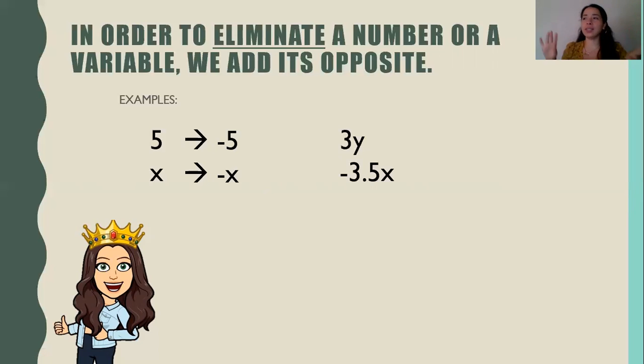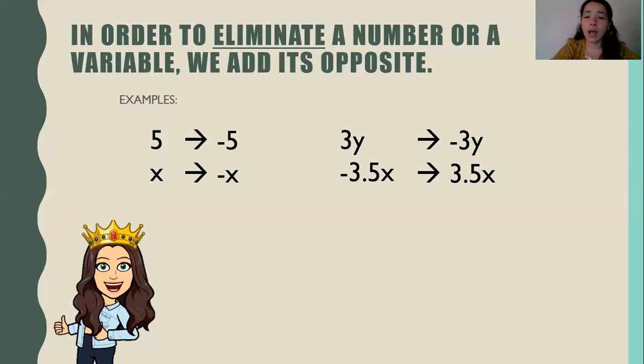Because I know we always do x and y, so they seem to be opposites. They're just two different numbers that coexist. But the opposite of x is negative x, okay? Because it's the same thing. So let's say if x is 3, the opposite would be negative 3. Okay? So just keep that in mind. The opposite of 3y is negative 3y. Okay? And then the opposite of negative 3.5x is positive 3.5x.